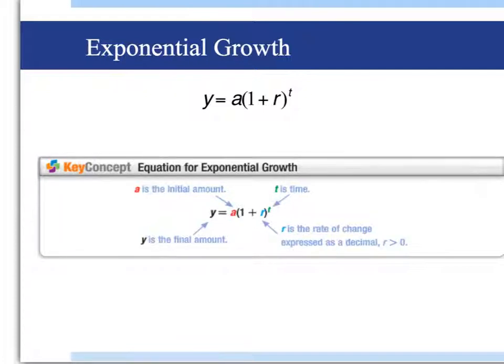So remember, if we have something like 15%, we want to express it as a decimal. We move the decimal place 2 times to the left, so our decimal would be 0.15. We have to remember to do that whenever we're working with a percent. And t is the time, and the time could be in days, weeks, months, years. It really depends on the problem.